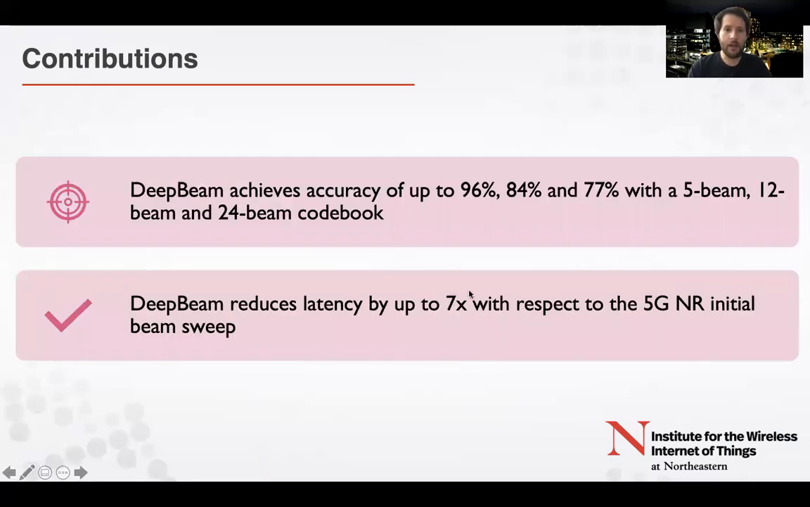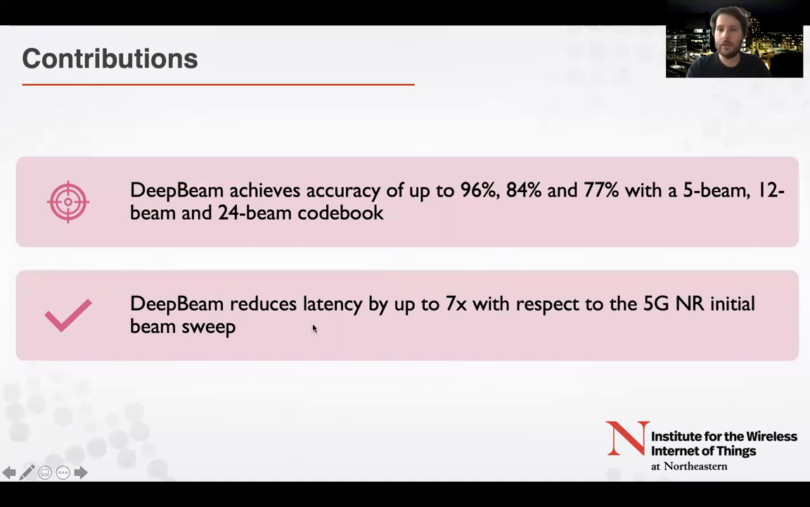So DeepBeam achieves an accuracy in classifying the transmit beam that goes as high as 96% for a 5-beam codebook, 84% for a 12-beam codebook, and 77% for a 24-beam codebook.